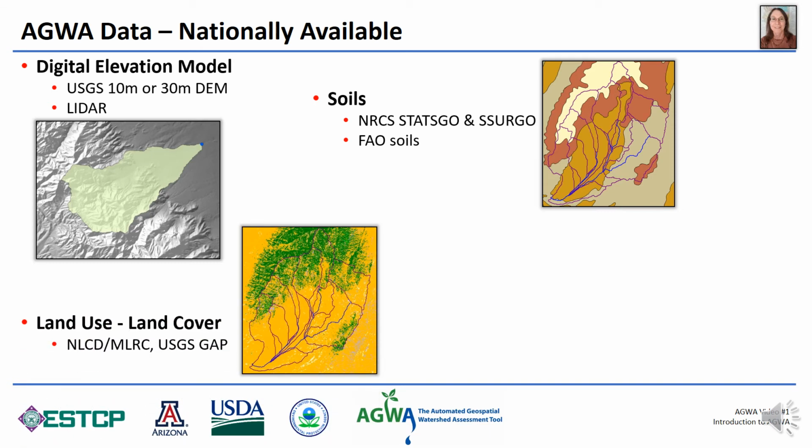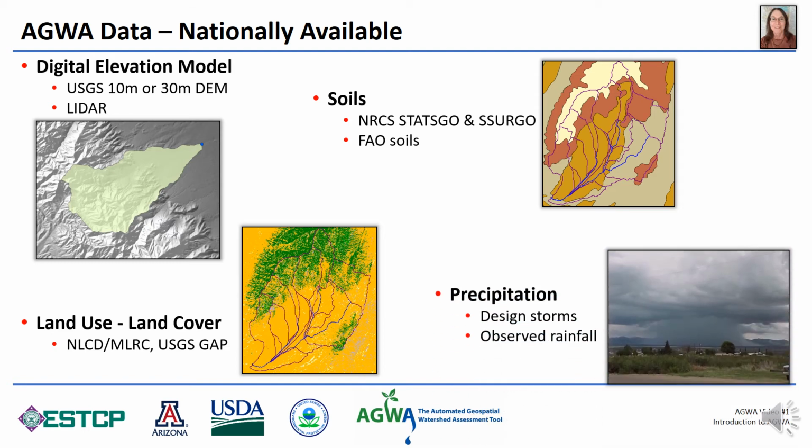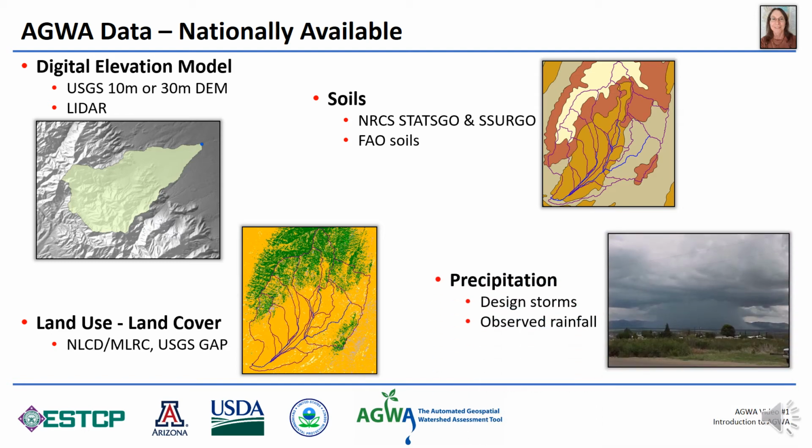Land cover land use data are available as the National Land Cover Database, Multi-Resolution Land Characteristics Consortium, or NLCD-MRLC data, or from the USGS Gap Analysis Project, or the GAP data. There are several sources of precipitation data available, including design storms or observed rainfall.